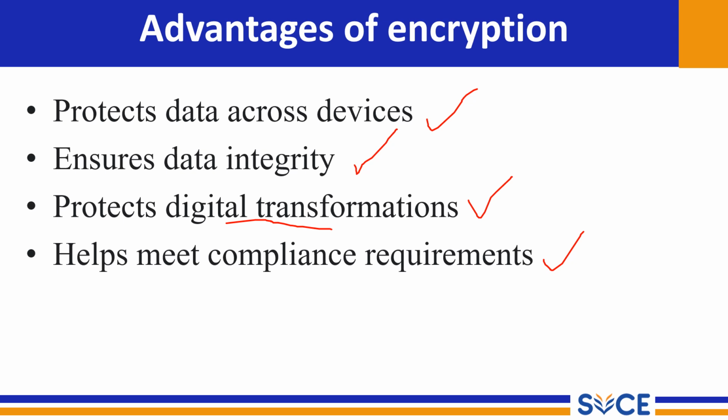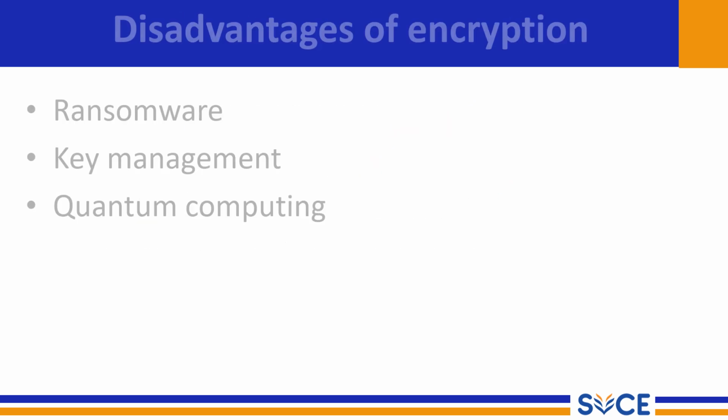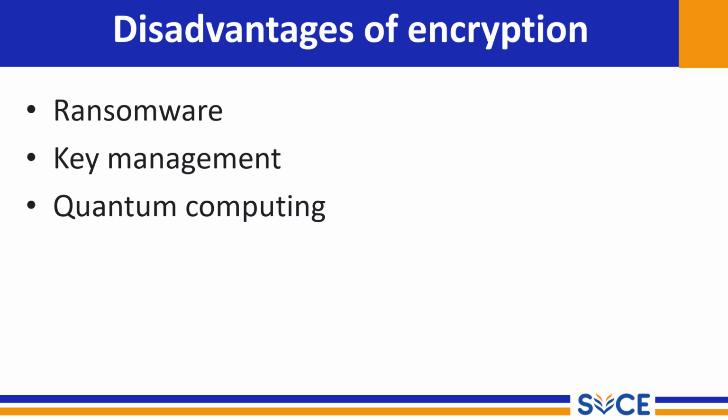Okay, and the next one is the drawbacks of encryption: ransomware, key management, and then quantum computing. So what is meant by ransomware is that encryption is generally used to protect data, right? And a malicious actor can sometimes use it to hold the data hostage. If an organization is breached or its data is accessed, the actors can encrypt it and hold it for ransom until the organization pays to have it released.